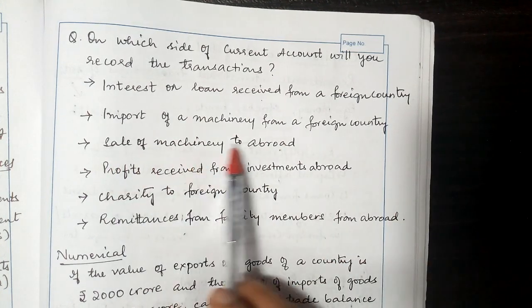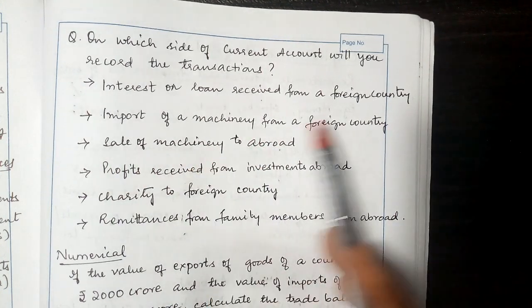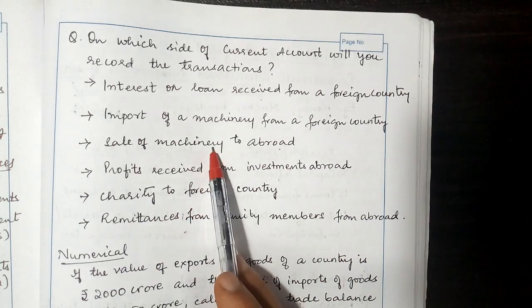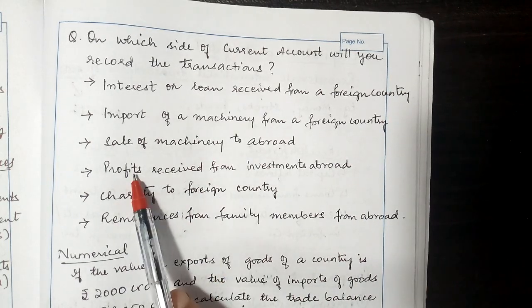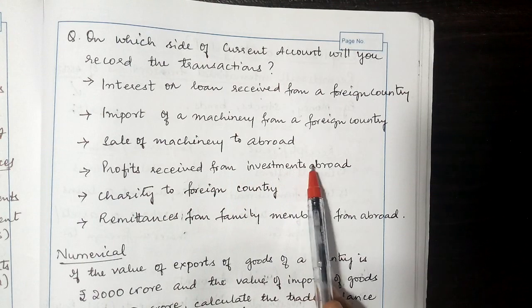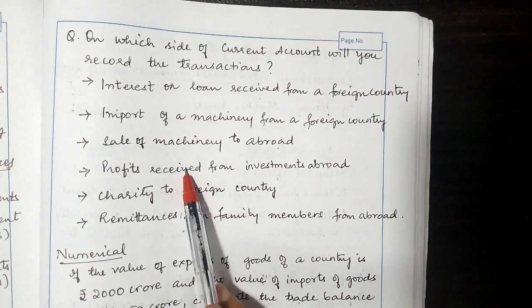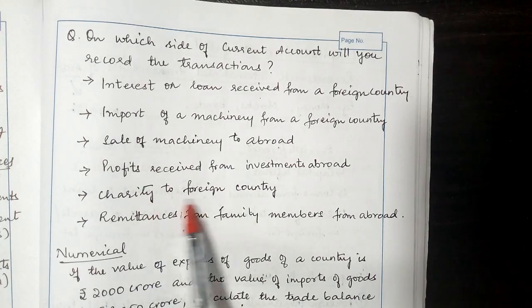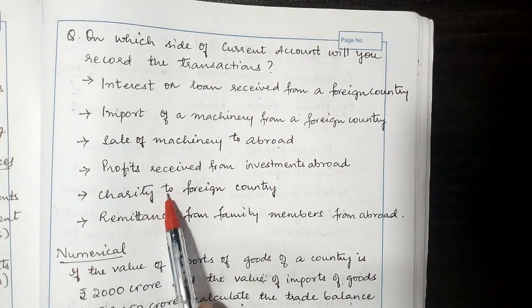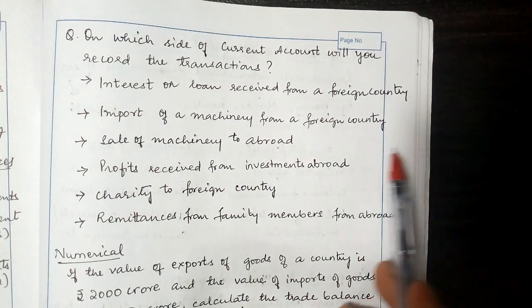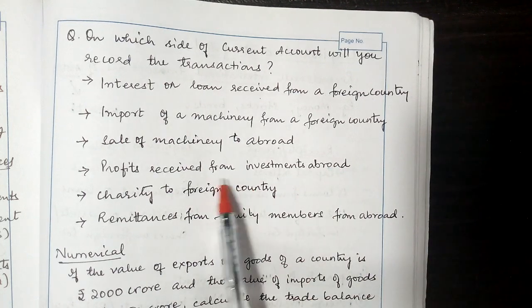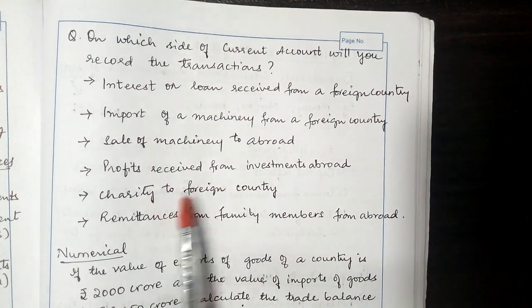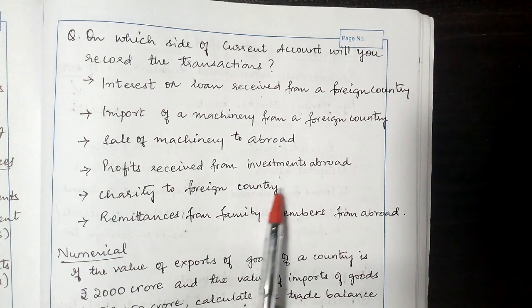Sale of machinery to abroad. When you sell something, you earn. So this is credit. Profits received from investments abroad. You are receiving the profits. So it is credit. Charity to foreign country. You are paying it to somebody. Though it's a transfer payment, still you are paying it to somebody. So it will be deficit.